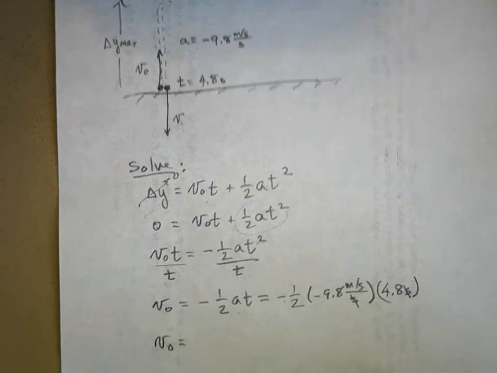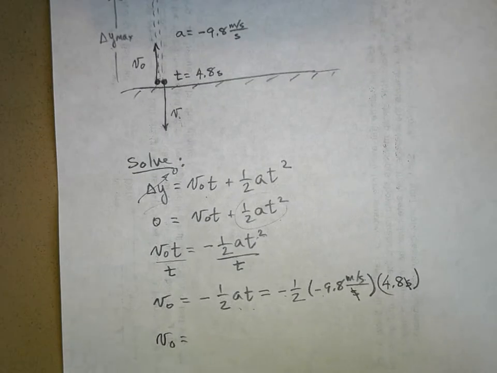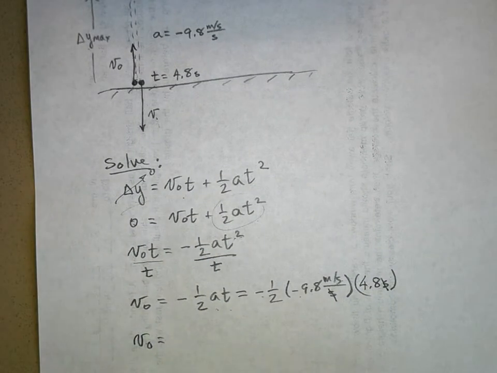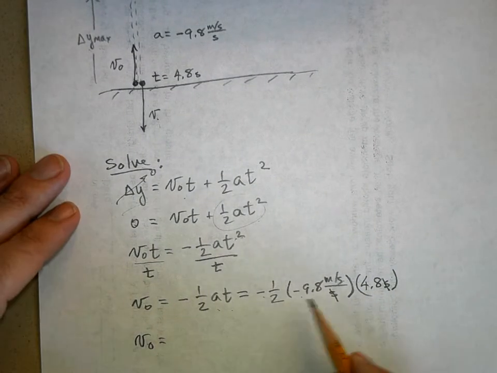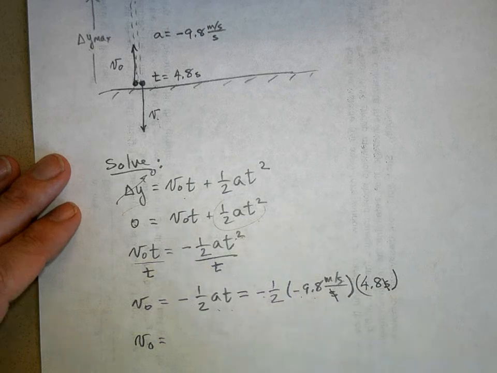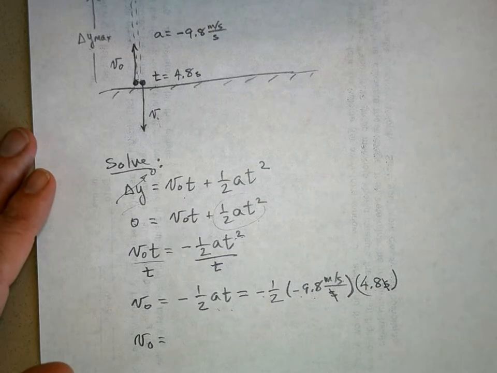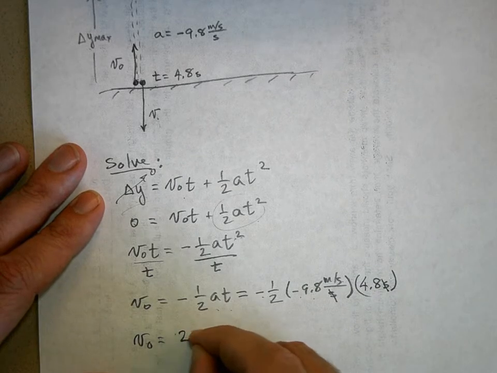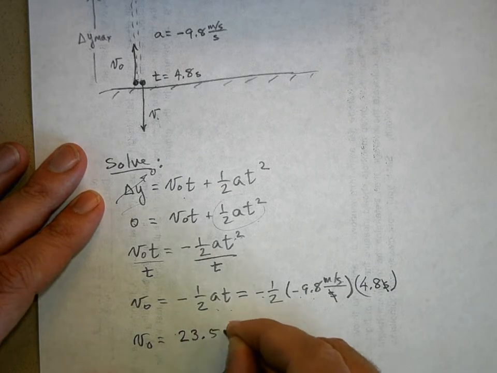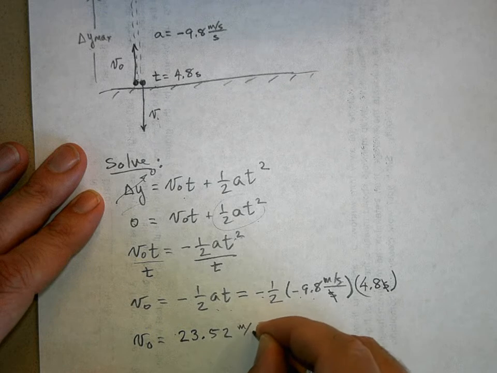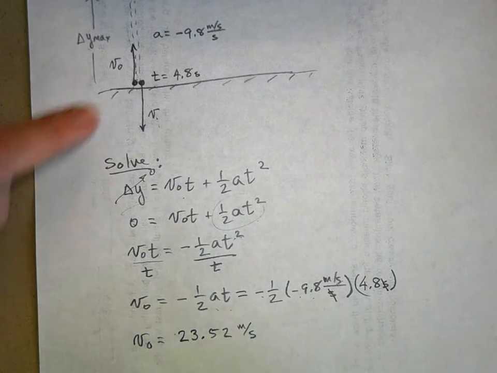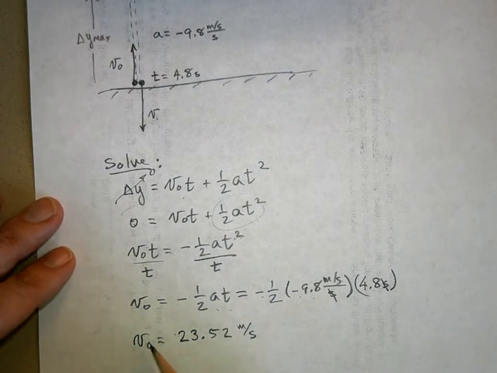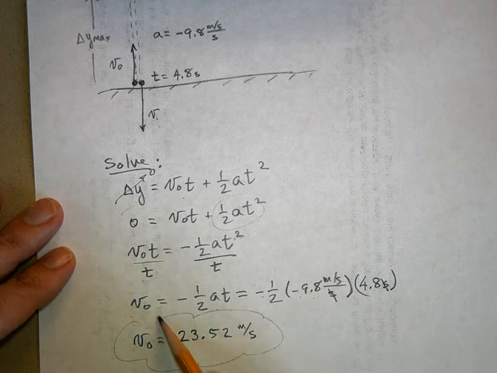And so, what do I get? What is 1/2 times 9.8 times 4.8? 23.52? Okay. Well. Meters per second. And obviously it's in the upward direction. Okay, so we can use that. That's not my final answer.